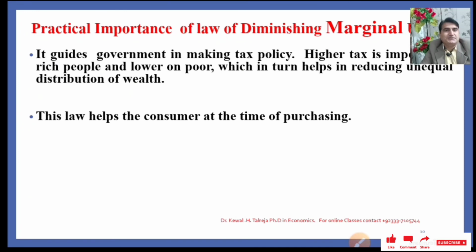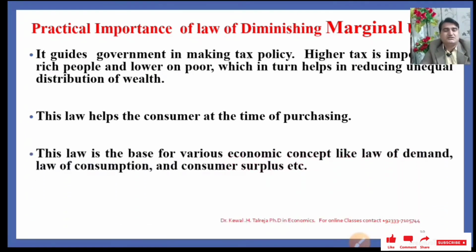This law helps the consumer at the time of purchasing, because consumers compare the utility to be gained from that consumption and the amount paid by the consumer. So if the marginal utility is high, the consumer is willing to pay more for that commodity. If marginal utility is zero, the consumer may drop the idea of purchasing.